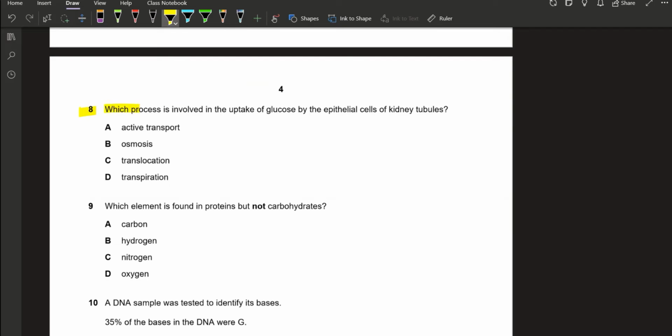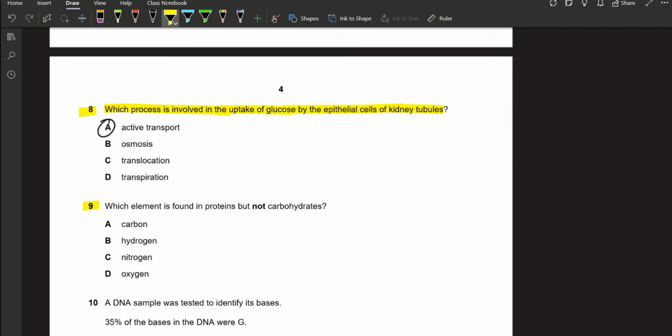Question number 8. Which process is involved in the uptake of glucose by the epithelial cells of the kidney tubules? The process would be active transport, as the glucose is moved against the concentration gradient. So the correct option would be option A.